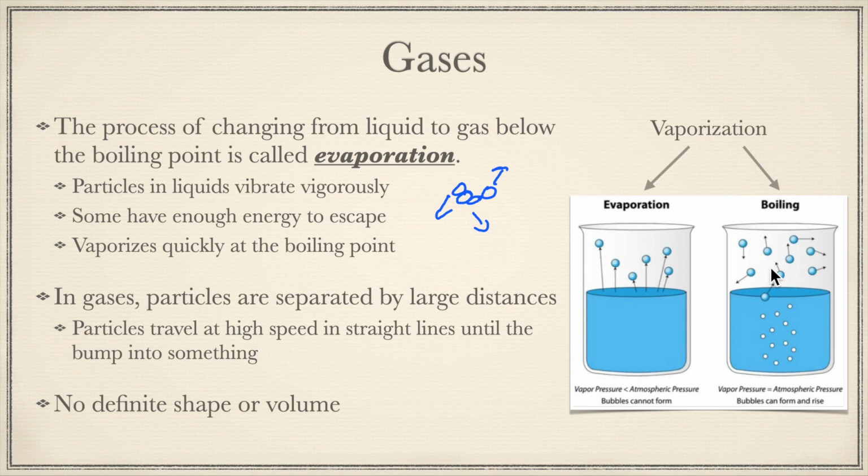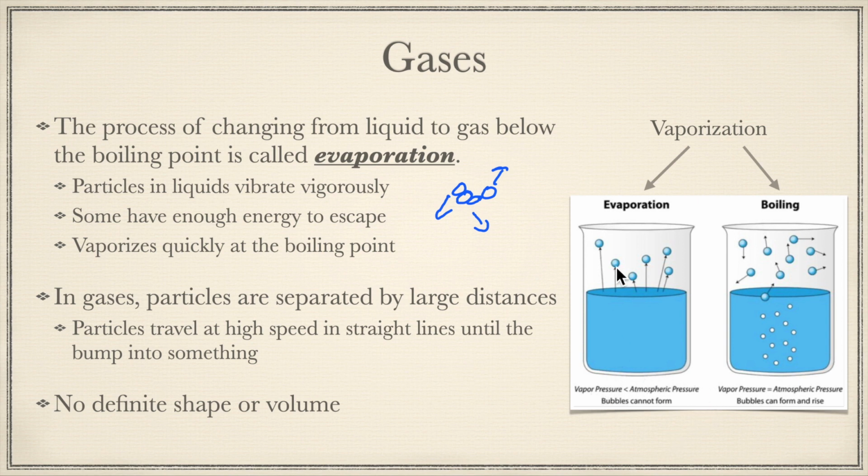At boiling, there's enough energy that you can actually have bubbles form. So the liquid will vaporize not only at the surface, but all the way through the liquid. If you have water boiling, the bubbles that form are actually water vapor bubbles. The gas in those bubbles is water vapor, and it basically rises to the surface and escapes to the atmosphere.